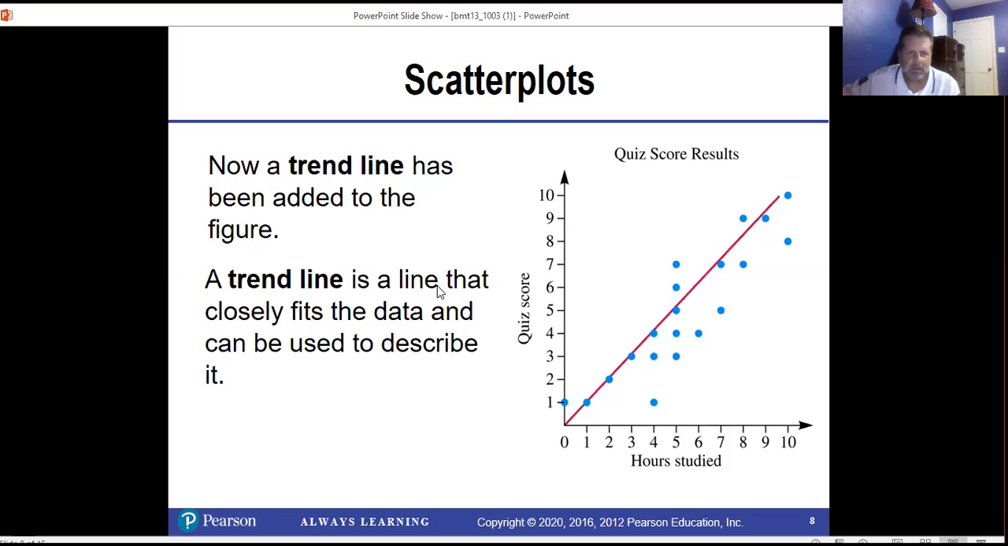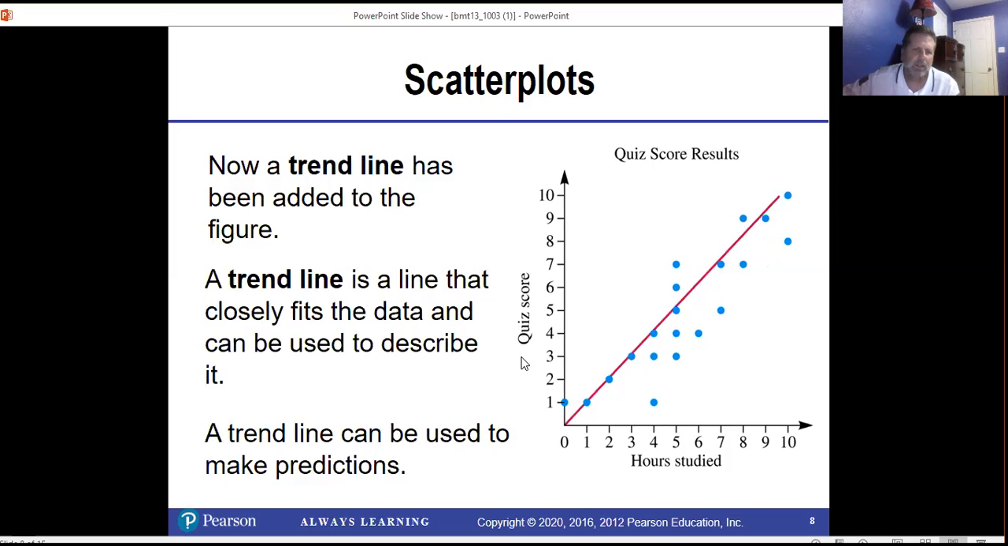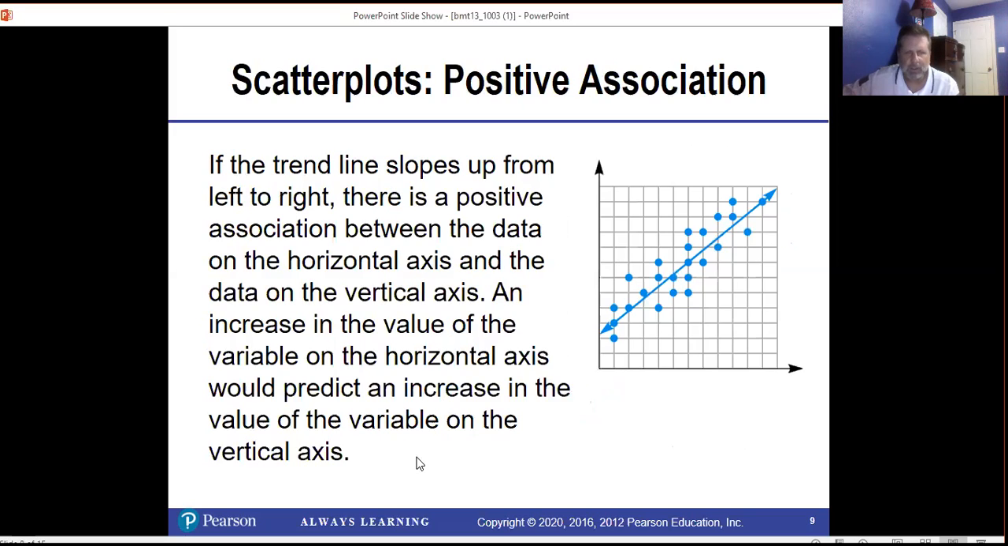It says a trend line is a line that is closely fit to the data and can be used to describe it, okay? So how do I use this trend line to describe scores? The more you study, probably the better your score is going to be. A trend line can be used to make predictions. Now it says if the trend line slopes up, this is an example of a positive association. The trend is rising from left to right. It's kind of a positive slope, and that's what gives you a positive association.